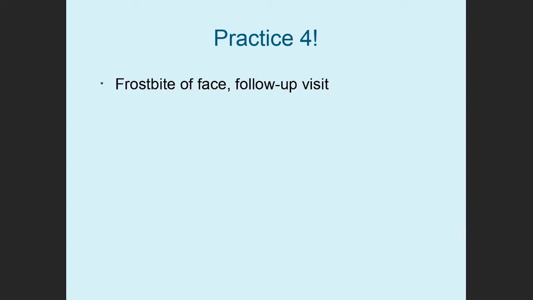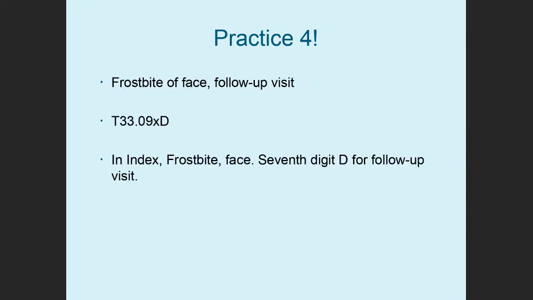So let's do a practice. Frostbite of face, follow-up visit. In the index, find frostbite face, and don't forget that 7th digit since this is a follow-up visit. And you also need that X because the 7th digit has to be in the 7th place. 1, 2, 3, 4, 5. The X is 6, and this is 7. So if you don't put the X in there, it's wrong because then it will be in the 6th place, not the 7th place.